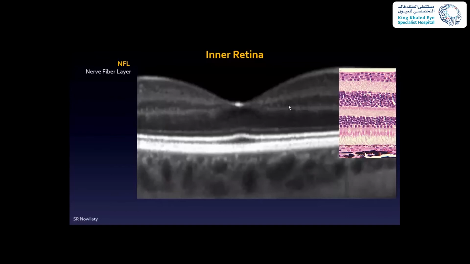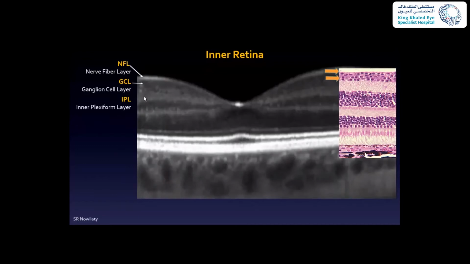So let's look at this one by one. From inner to outer, you have the nerve fiber layer, okay, which is the axons. This layer represents the axons of the ganglion cells. And here is the nerve fiber layer right there. And then you've got the ganglion cell layer here. Here it is, the ganglion cell layer right there. It is hyporeflective. It's darker.